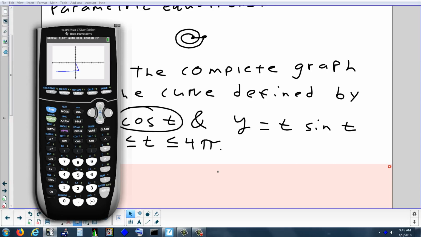One thing is my t-step is awful. I'm going from 0 to 12 counting by 5s. No, we've got to put that back at 0.1. It's not staying on the screen. Not quite. So what I would have to do to find a complete graph is just set my y-min a little lower. Now we're good. So there's 2 complete revolutions of the spiral.